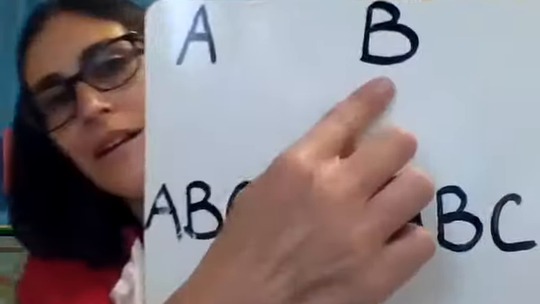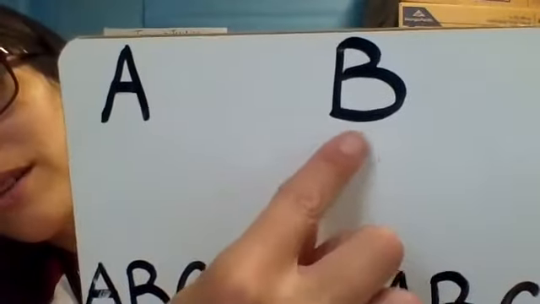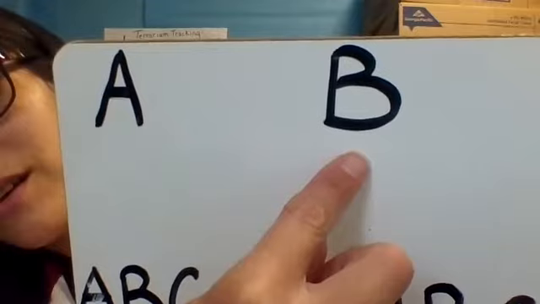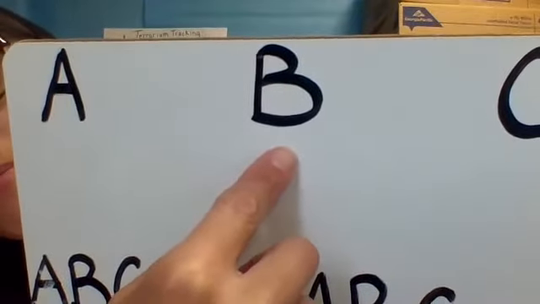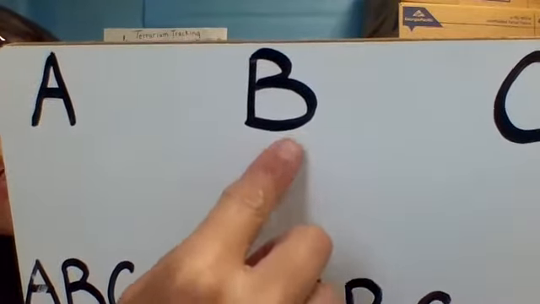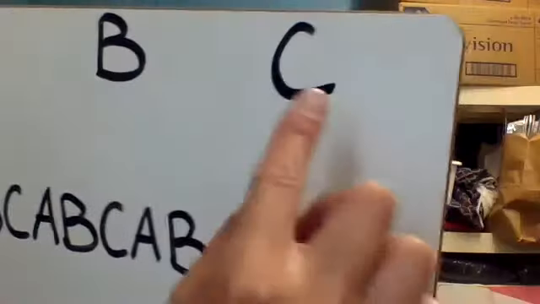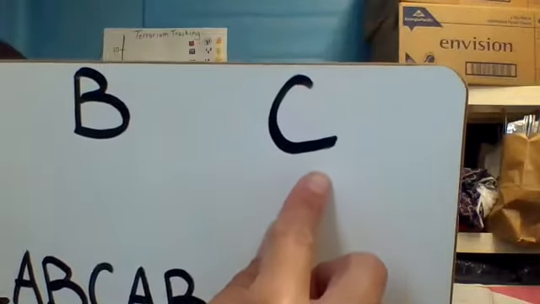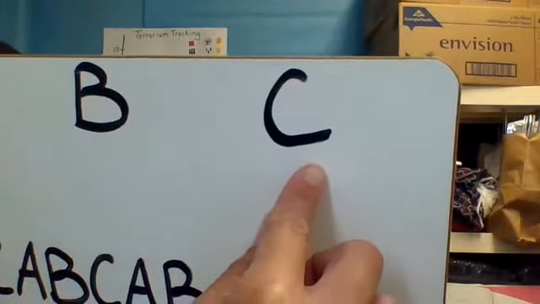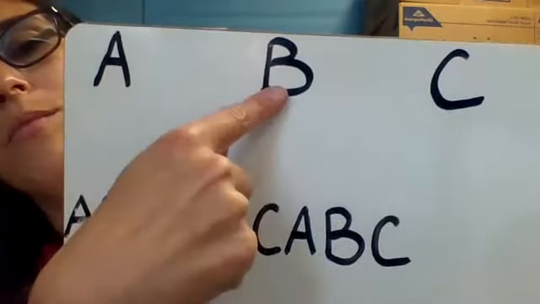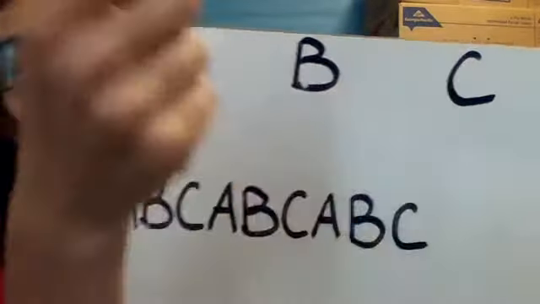Just that letter. What letter is this? B, baby starts with B. And how about this last letter? C, carrot, C. So we have A, B, and C.